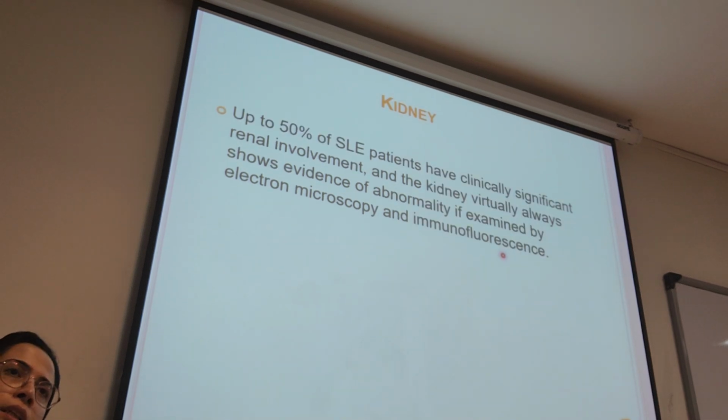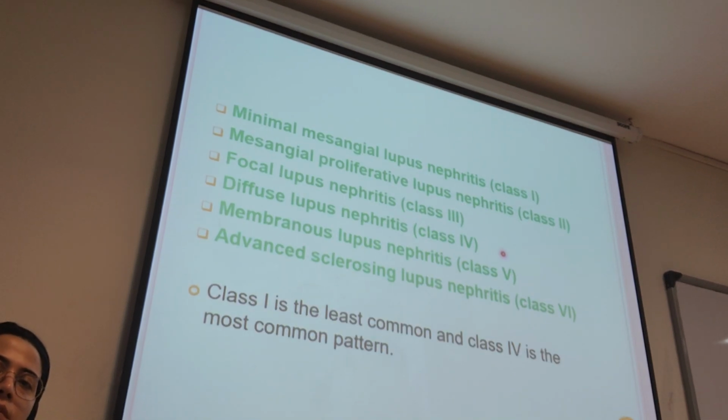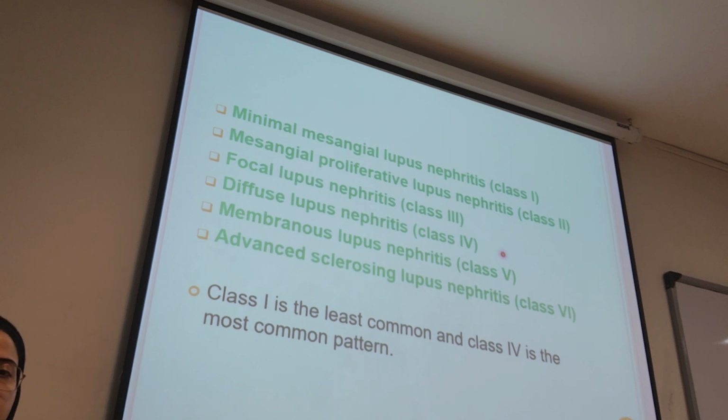And in kidney again you have different classes of kidney involvement in lupus. We have minimal mesangial lupus nephritis, mesangial proliferative lupus nephritis, focal lupus nephritis, diffuse lupus nephritis, membranous lupus nephritis, and advanced sclerosing lupus nephritis.